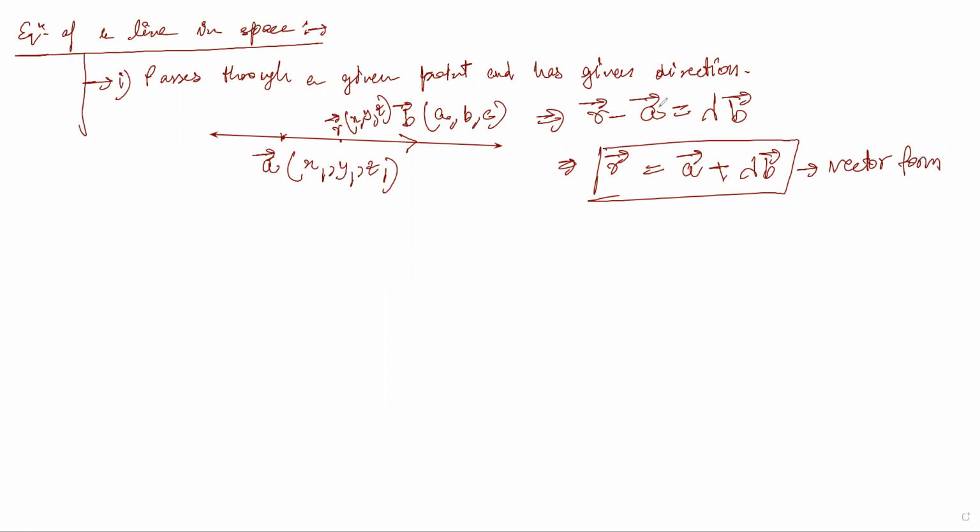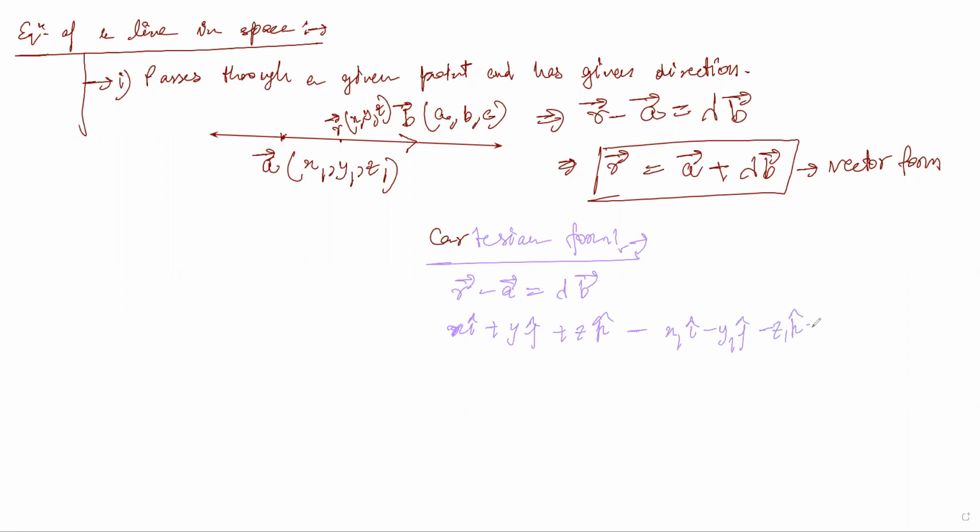This is vector form. Now, if you talk about Cartesian form, this can be converted directly from vector form. So R vector is x i cap plus y j cap plus z k cap, right? Let's work out the Cartesian form. We have all these vectors. R minus A is x i cap plus y j cap plus z k cap minus x1 i cap minus y1 j cap minus z1 k cap, which is equal to lambda times B vector, which is a i cap plus b j cap plus c k cap, right?